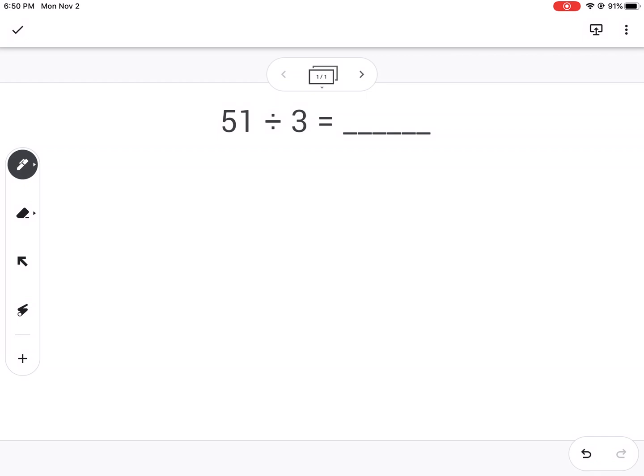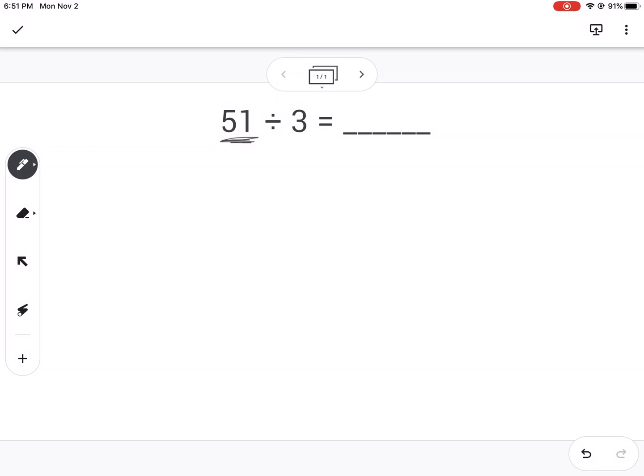I just wanted to create a video to introduce you to a new strategy that we're going to be practicing and working on. It's called the box strategy, and we can use it in division when our numbers are becoming a little bit bigger to divide by.